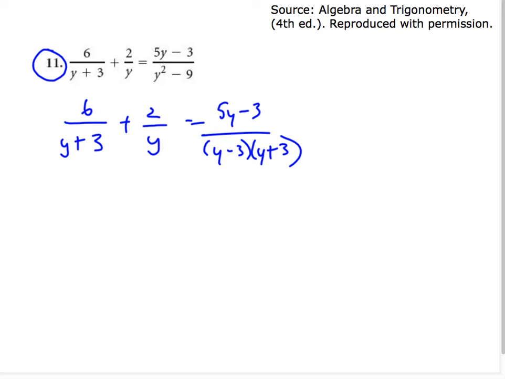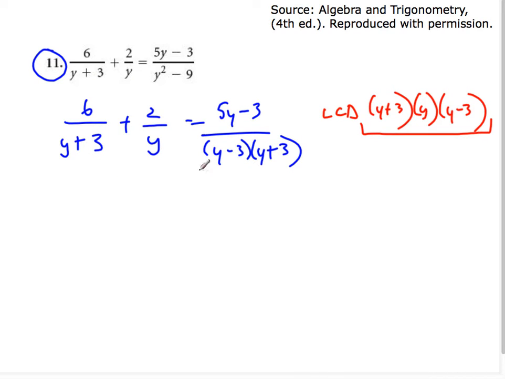Now to get our lowest common denominator, our LCD, it has to have a y plus 3 in it. It has to have a plain y in it. It has to have a y minus 3 in it. And it has to have a y plus 3, oh, it's got one of those already. So this is my lowest common denominator.